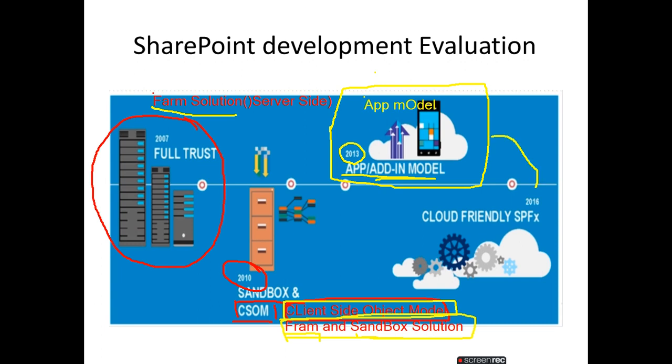Now, from 2016 onwards, everything is moving to the cloud. You can see everything is cloud friendly, SPFX. In 2016 they just launched it, but now SPFX is widely used in the industry. It started in 2016, and SharePoint Online is the cloud version. SharePoint 2016 and 2019 are the on-premises versions.